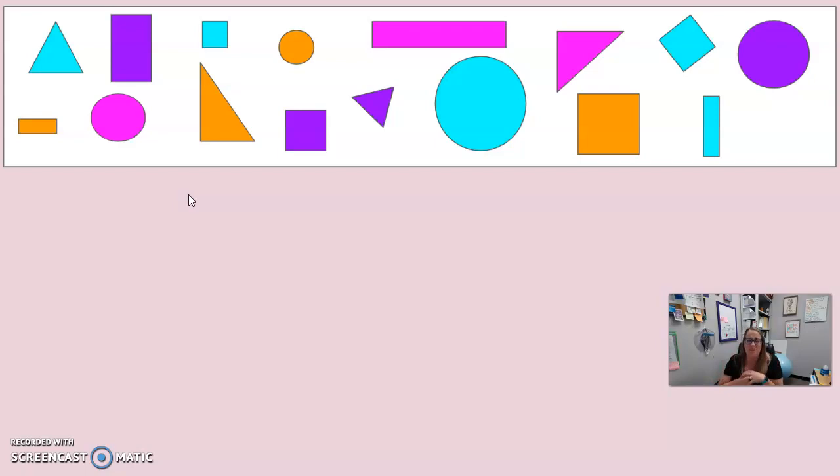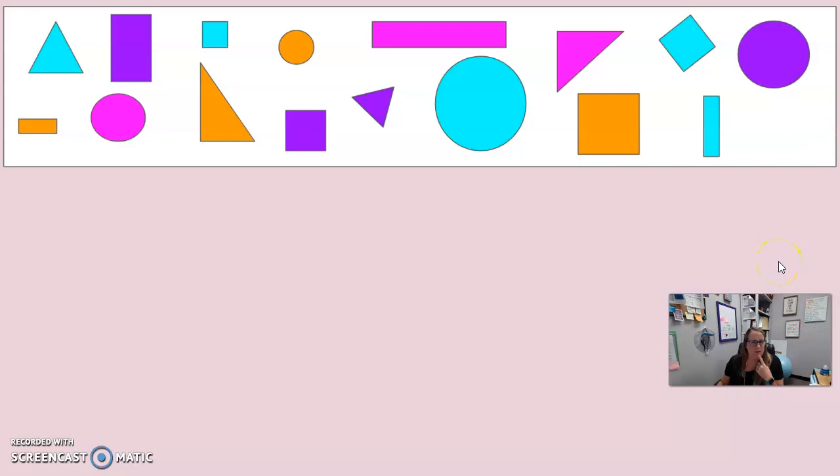Whoa, that's a lot of shapes. I just see one shape at a time. So one shape that I heard was a triangle. So a triangle looks like this, or it could look like this, or it could look like this, or it could look like this. Okay, that's one shape. What's another shape you see? Yep, I heard somebody say circle. So I see a circle.